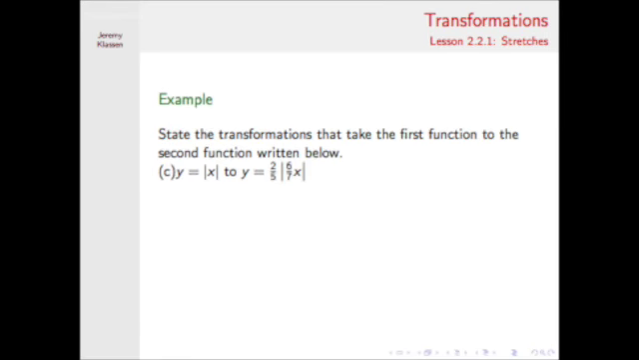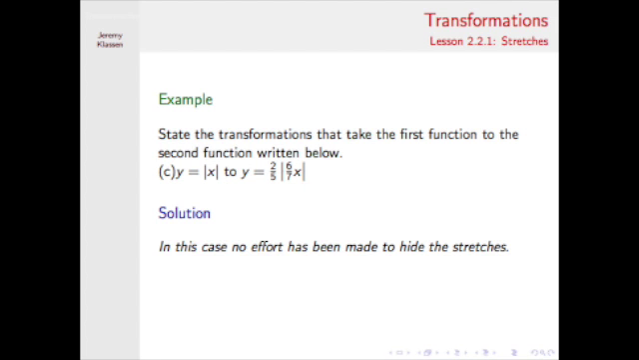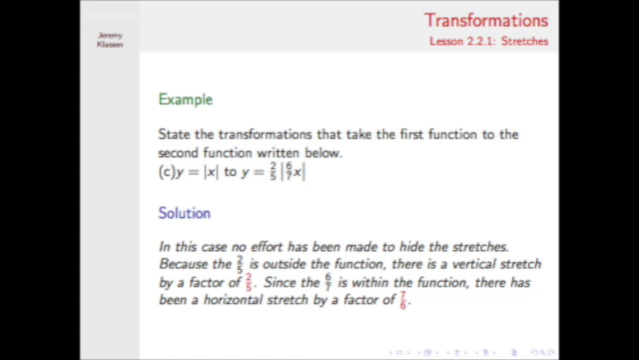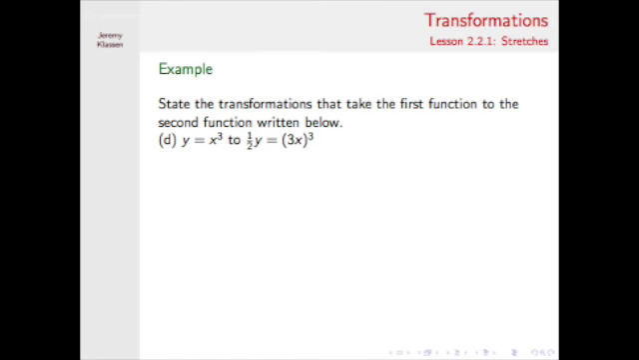Now let's take a look at a pretty straightforward question here. We're going to compare y equals the absolute value of x to y equals 2/5 of the absolute value of 6/7 x. And you can probably tell by looking at it that there's been no real big effort made to hide the stretches here. Because the 2/5 is outside the function, it's the coefficient outside the function, we know that there's been a vertical stretch by a factor of 2/5. And since 6/7 is within the function as a coefficient of x, there's been a horizontal stretch by a factor of 7/6.